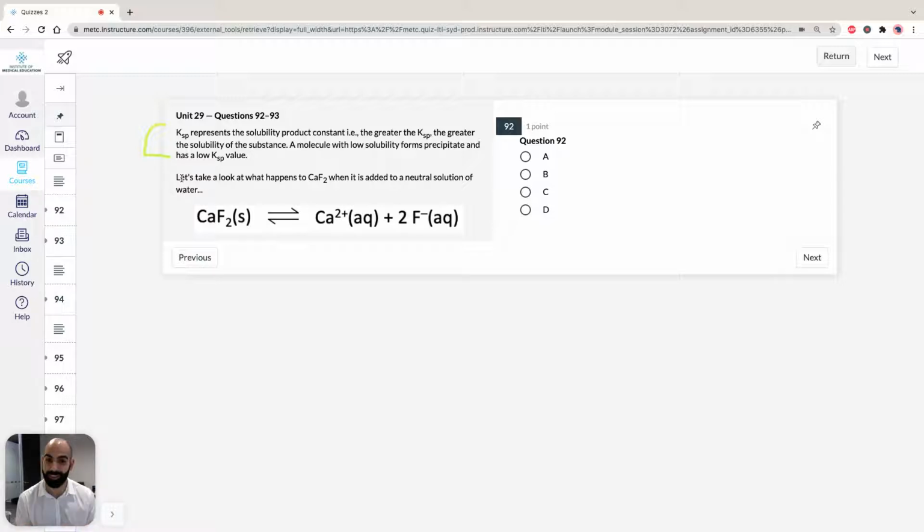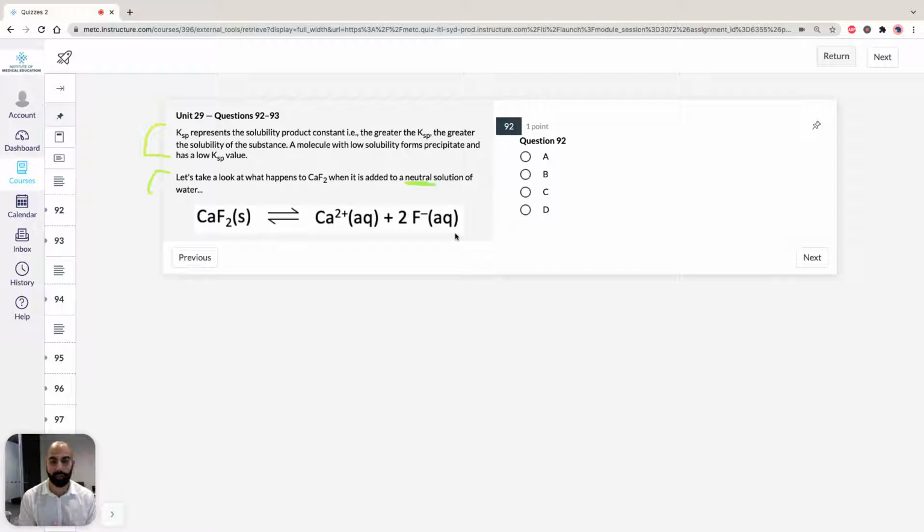In question 92, we're told that the fluoride ion is a weak base, the conjugate base of the weak acid hydrogen fluoride. And the question is asking, CaF2 is more soluble in what solution? Now I've written here neutral solution. In the stimulus, we're told that calcium fluoride in a neutral solution produces this reaction. So we know that's our baseline.